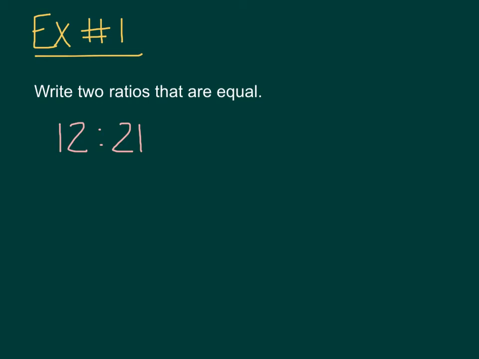Now remember, in the last lesson we talked about there's 3 ways to write a ratio. So we have 12 to 21 in this example, or I could write it like this with the word "to" in the middle, or I can write it as a fraction. If it's easiest for you to write it as a fraction, you can do that. So I have 12 to 21, and we have to find two equal ratios.